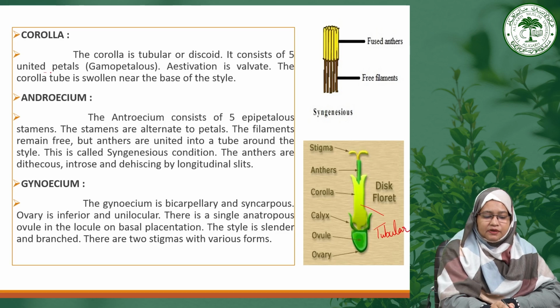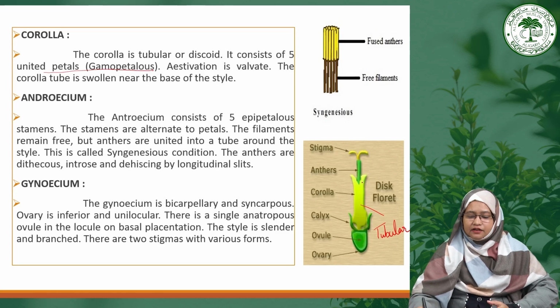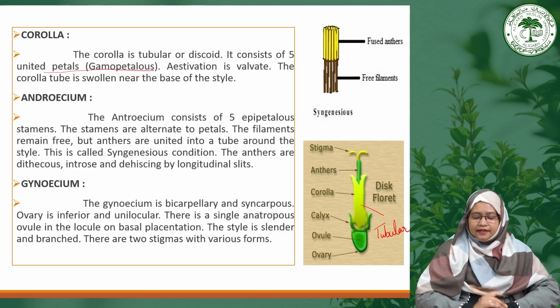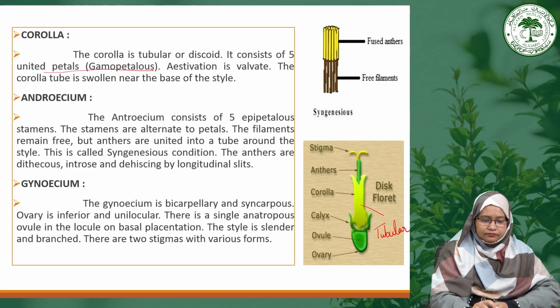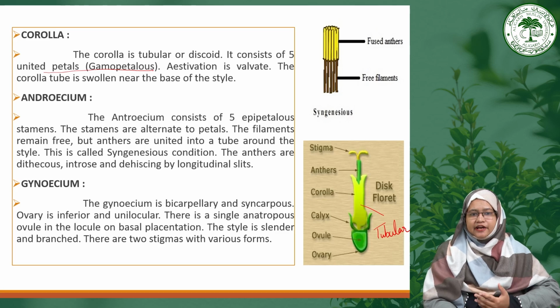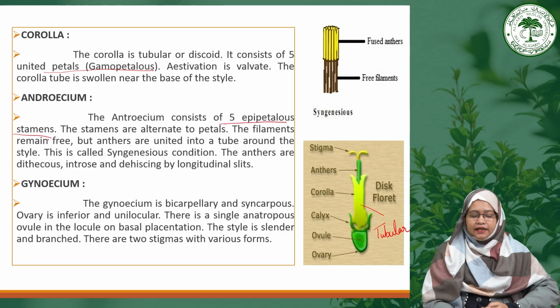That's why this family is placed with the gamopetalae, because all the corollas are united and the estivation of this corolla is valvate. And the corolla tube is swollen near the base as you can see here in this picture. Then androecium. The androecium consists of 5 epipetalous stamens, and the stamens are alternate to petals.